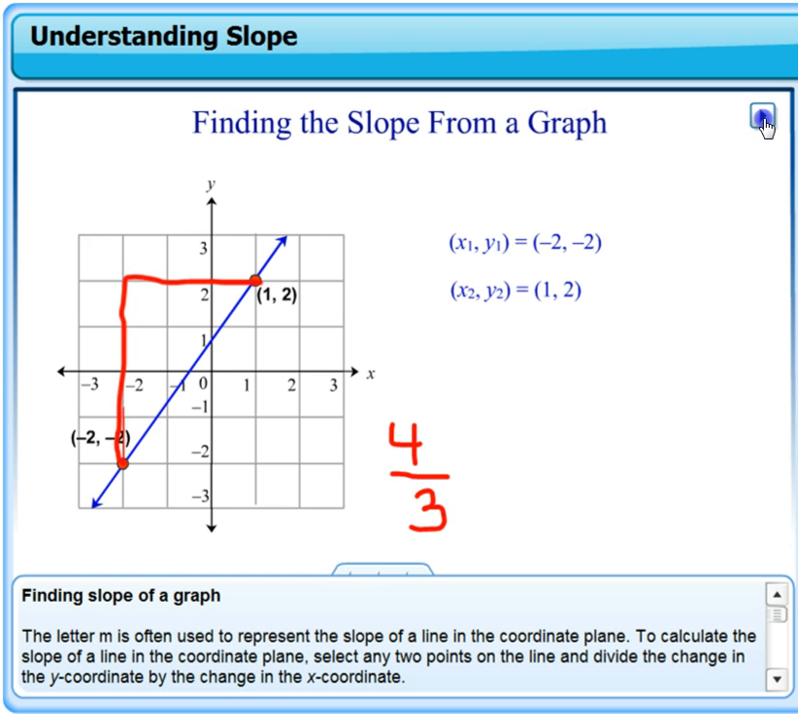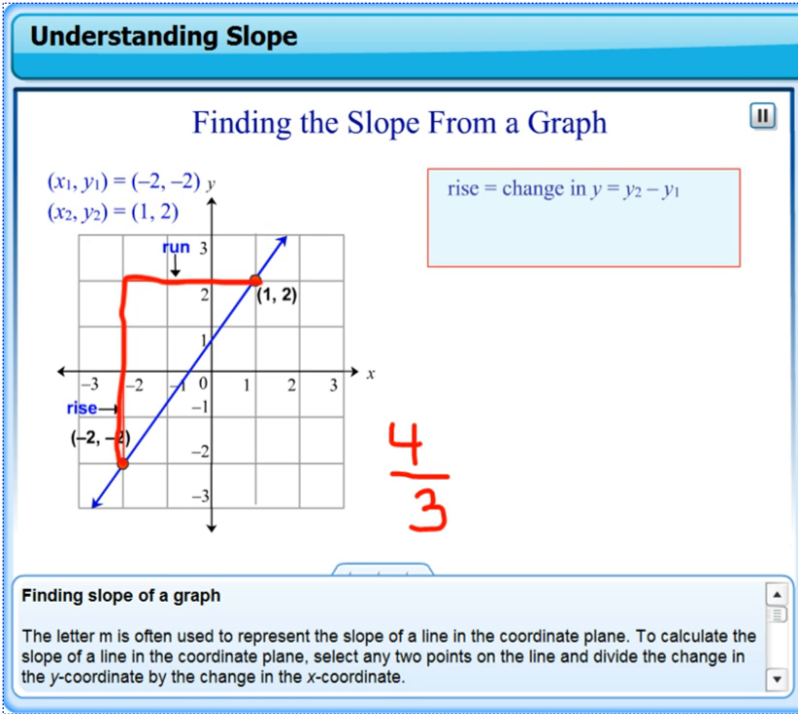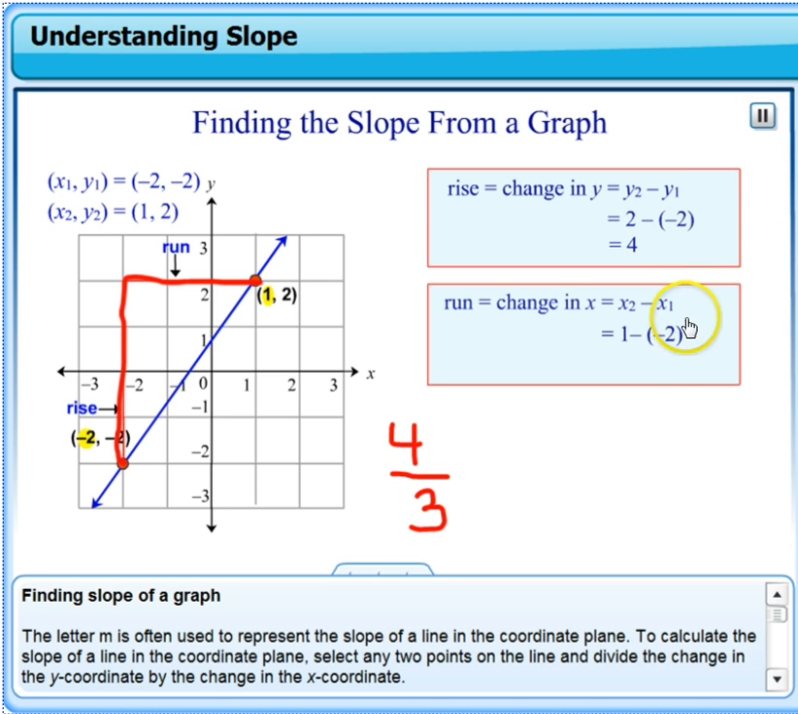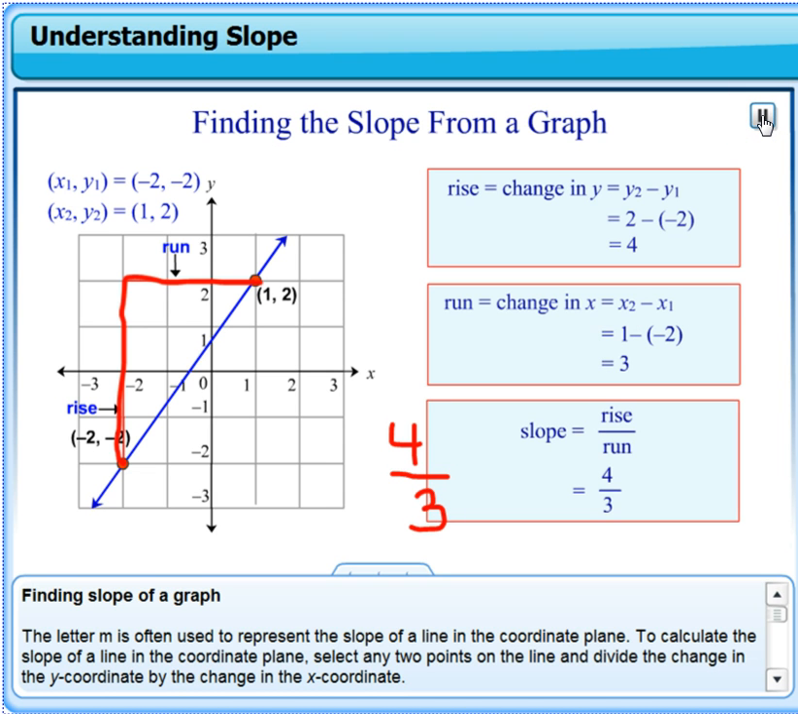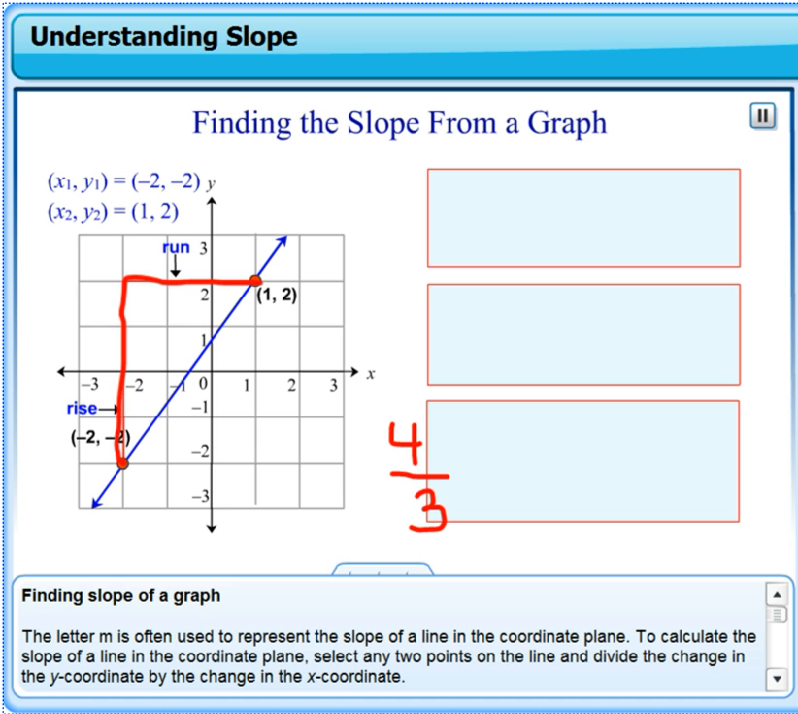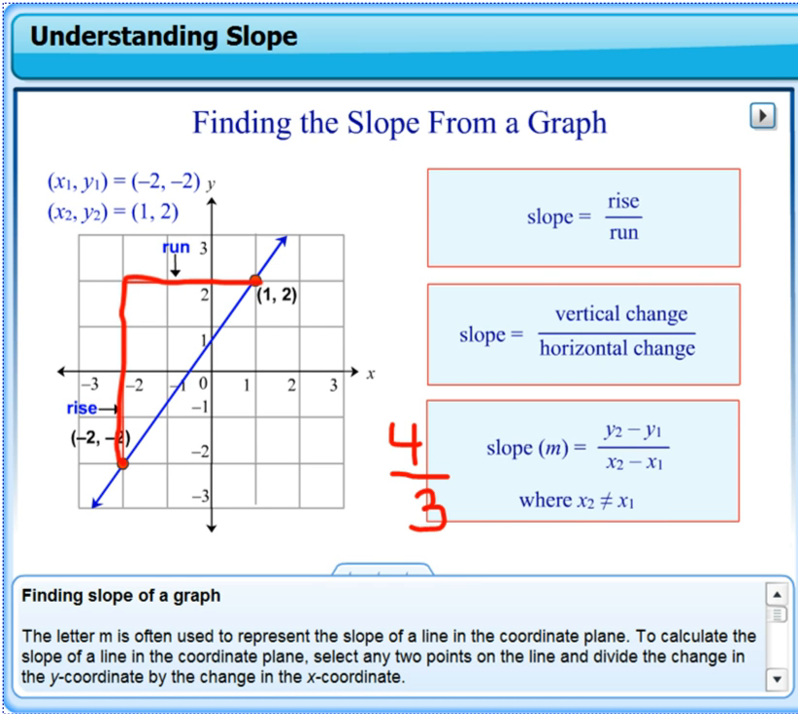Okay, so let's see how this works using the formula. The rise is 4, the run is 3. Rise is the change in y, which is 2 minus negative 2, which is 4. And the run is the change in x values, which is 1 minus negative 2, which is 3. So the slope is 4 over 3. And again, slope is simply rise over run, vertical change over horizontal change, and that is the formula for slope.